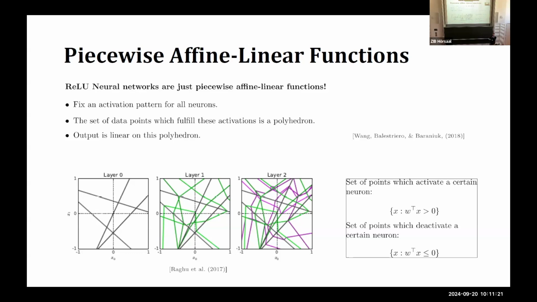So remember, every function is an affine linear function. The only non-linearity comes from these activation functions, which is the ReLU. Now, if you fix all these ReLU activations, then everything is linear. So on each of these subspaces, you have an affine linear function in the end. And if you combine this, then this is just piecewise affine. Okay, that's the high-level idea.